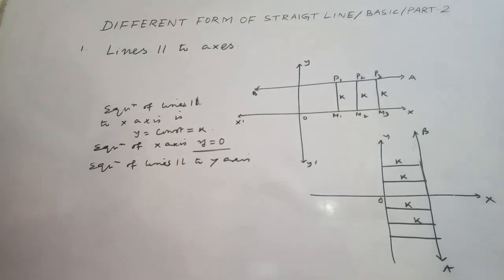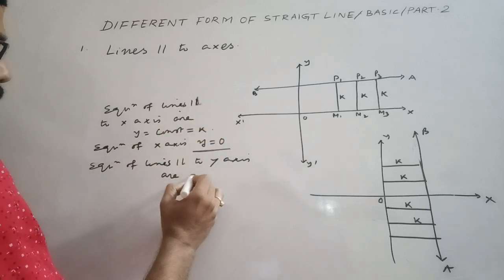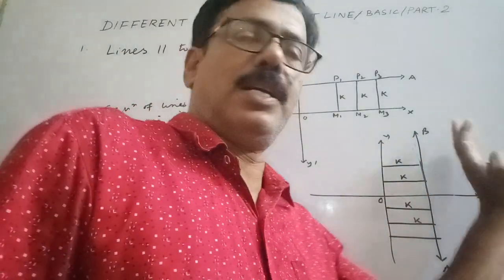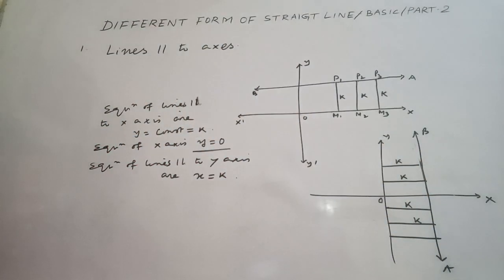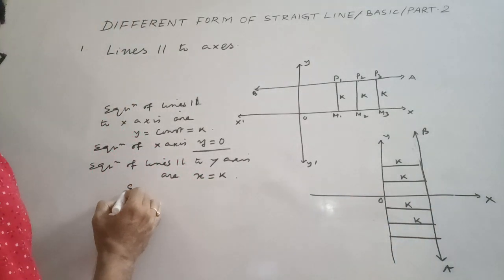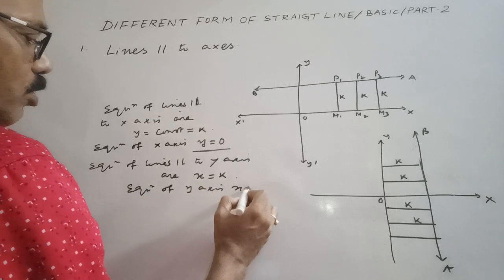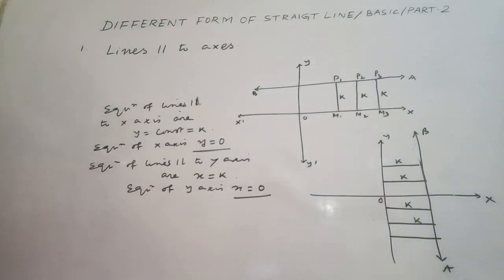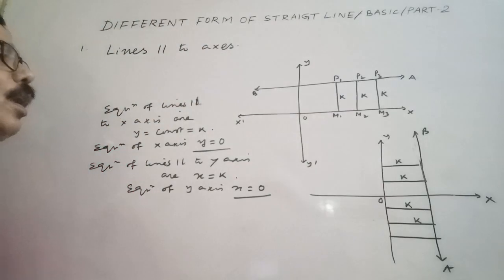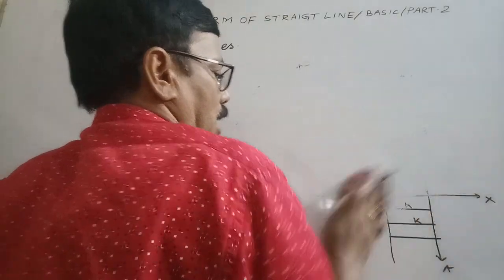The equation of lines parallel to y-axis is x equals to k. You are getting many lines. Now if k equals to 0, it will be y-axis. So the equation of y-axis is x equals to 0. So you have to recall it. Now when one condition is given, you get a unique line.